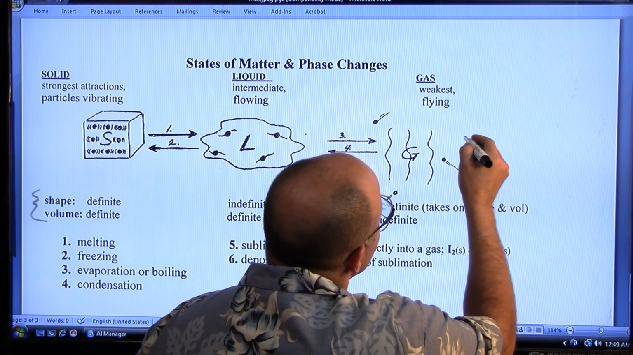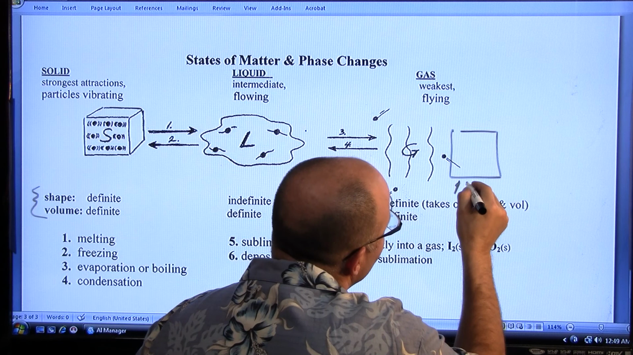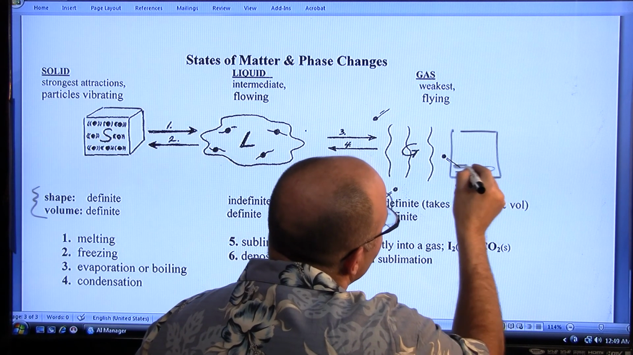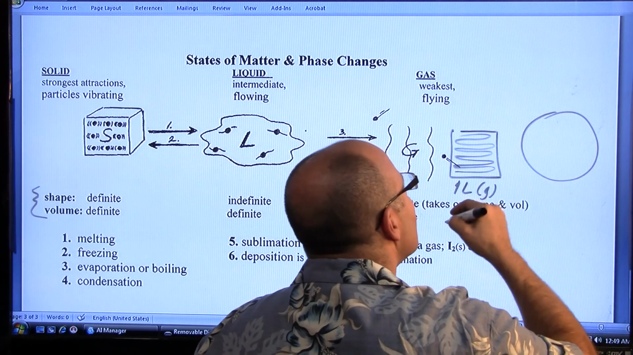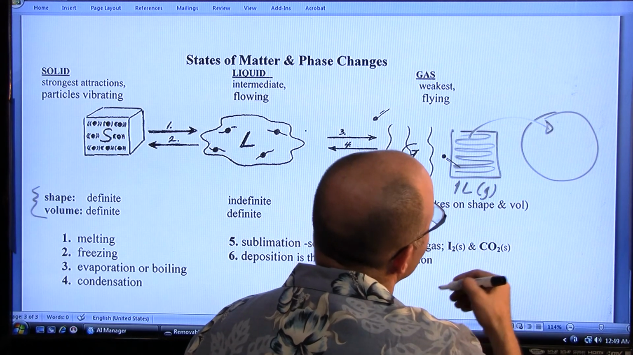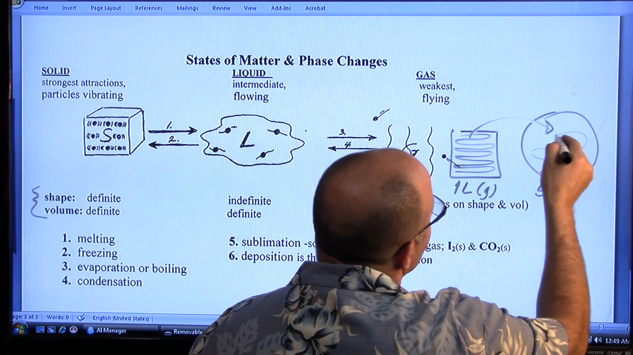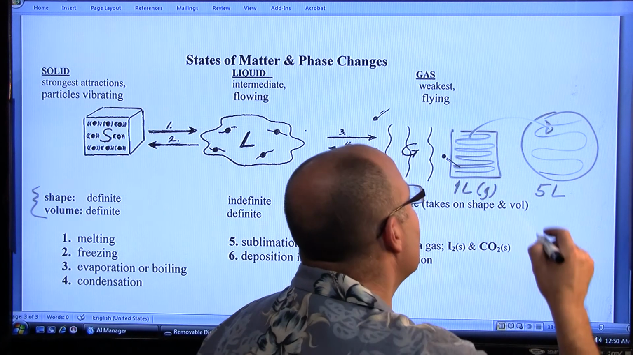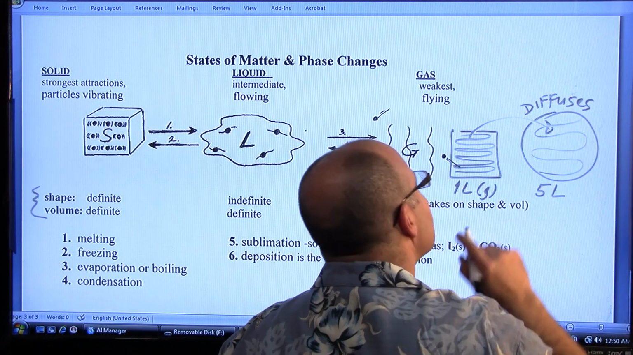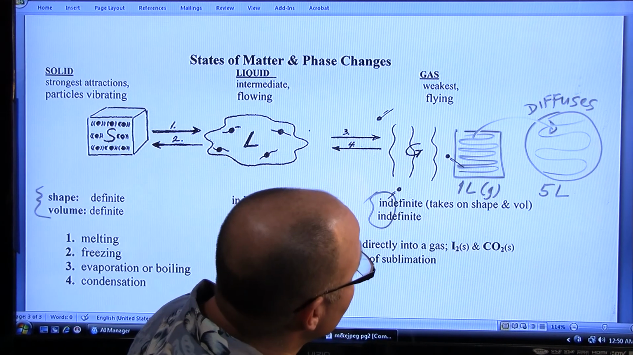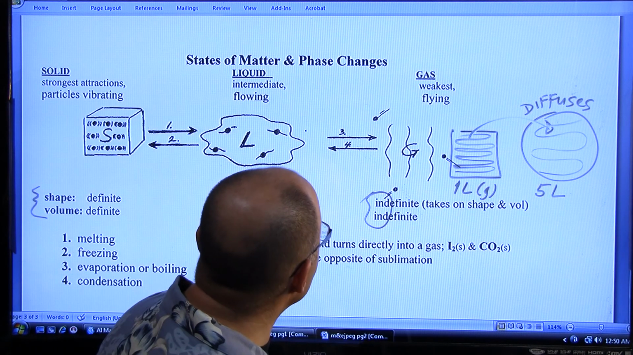So, suppose we have a square container. Let's say that container has 1 liter of a gas in it. What I'm saying is, if you transfer that gas to a larger container, let's say this container is 4 liters or 5 liters, that gas will occupy that space. In fact, the gas moves to occupy that space through a process known as diffusion. The gas diffuses. Now, of course, its particles will be more spaced out in a larger volume, but it will occupy that space.